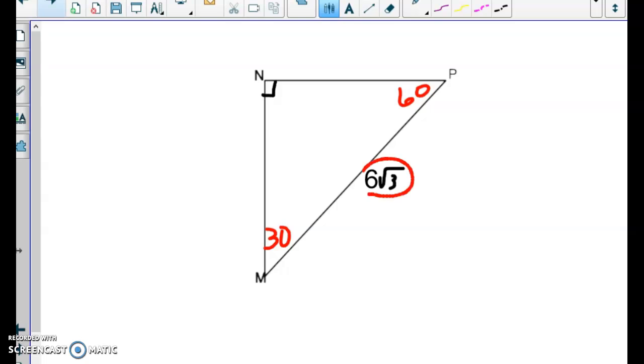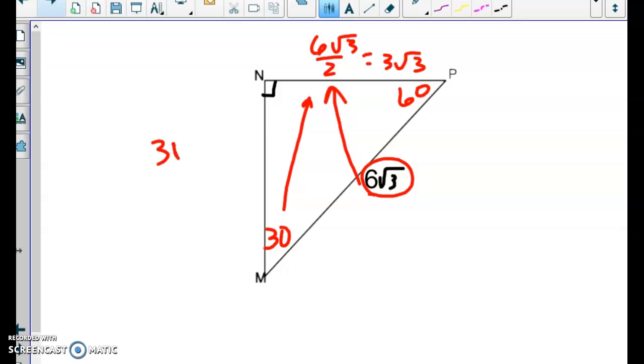So if I'm going from the hypotenuse to the short leg, which is across from the 30-degree angle, I have to divide by 2. So I get 3 root 3 for the short leg. And if I go from the short leg to the long leg, I just multiply by the square root of 3, and I get 9.